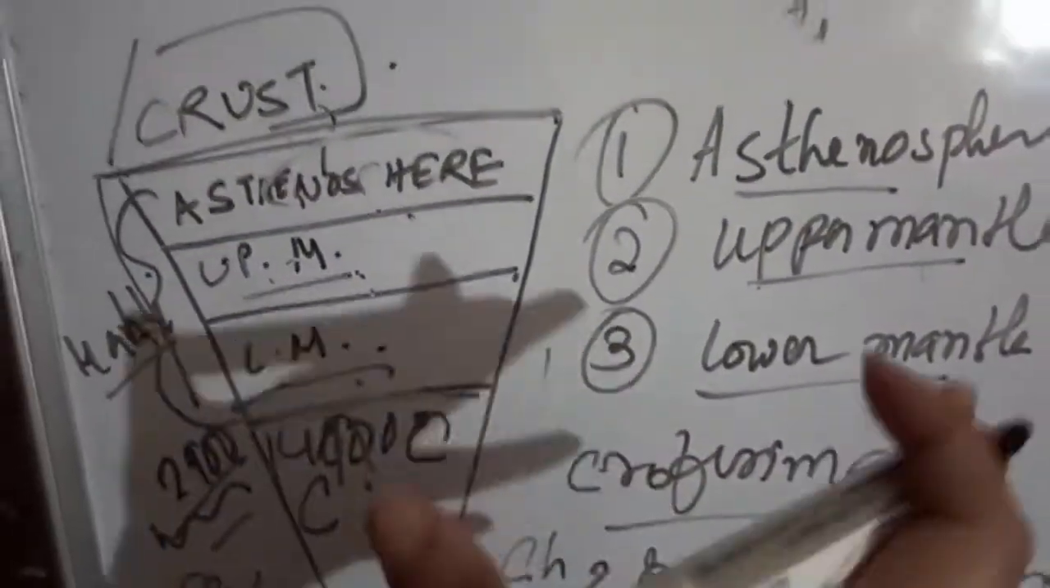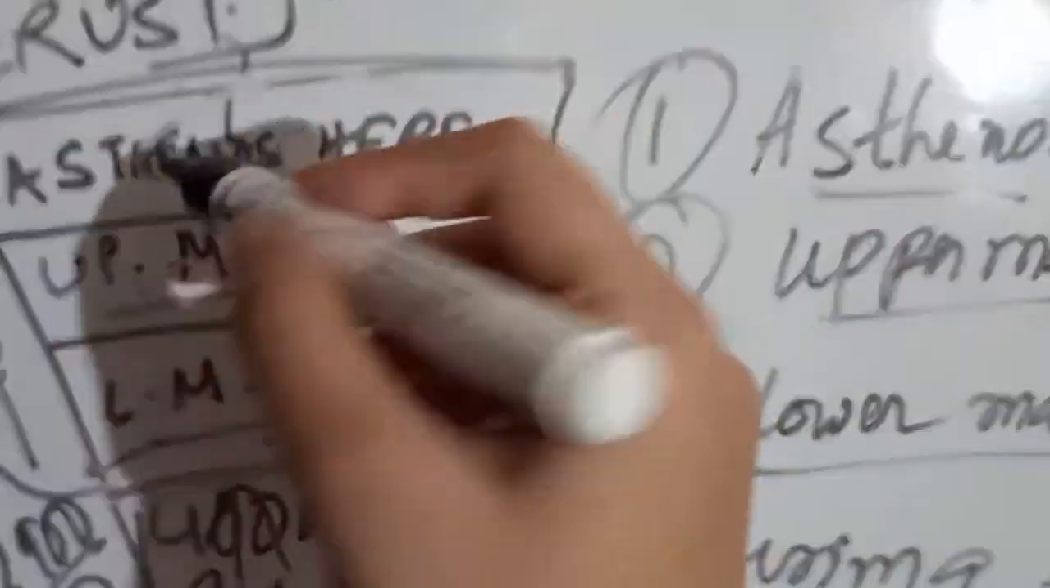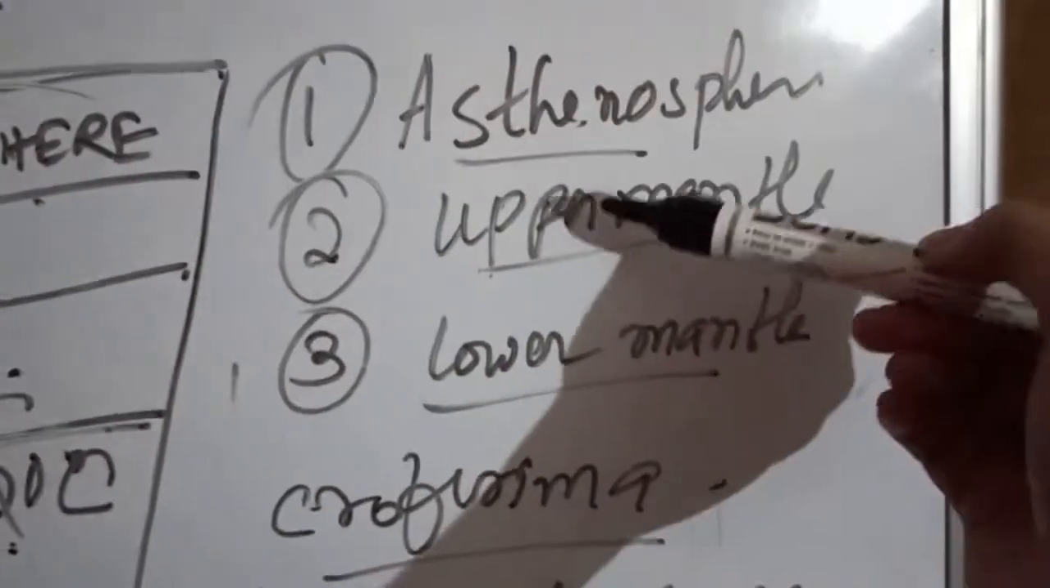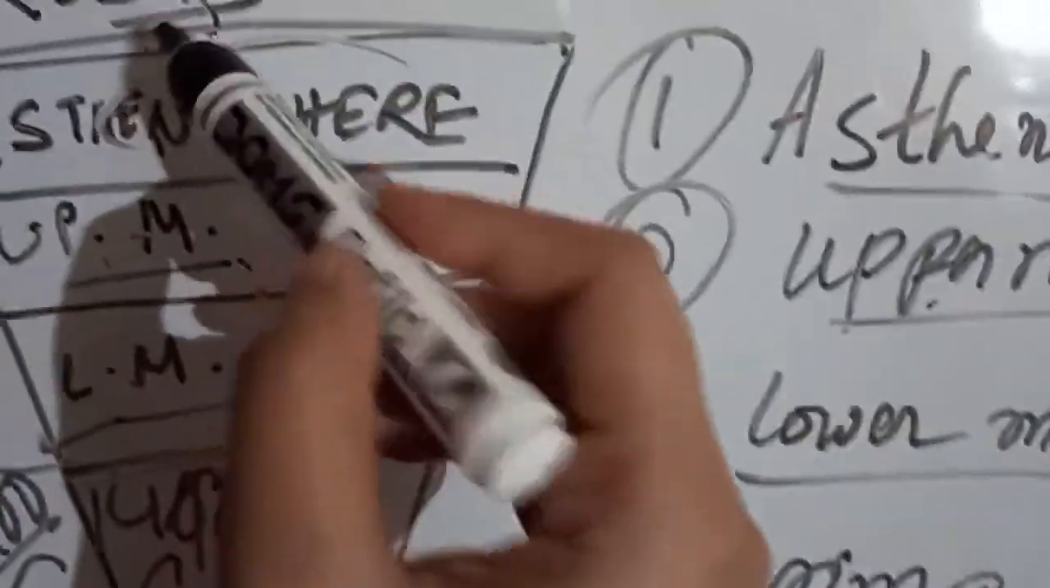Clear? So this is all about the mantle. The mantle is the second layer next to the crust. It is divided into three layers: the asthenosphere, the upper mantle and the lower mantle. The asthenosphere is the uppermost part of the upper mantle, then we have the lower mantle.